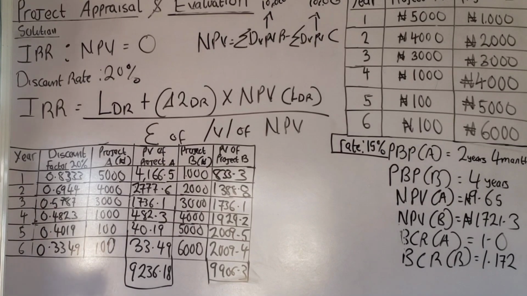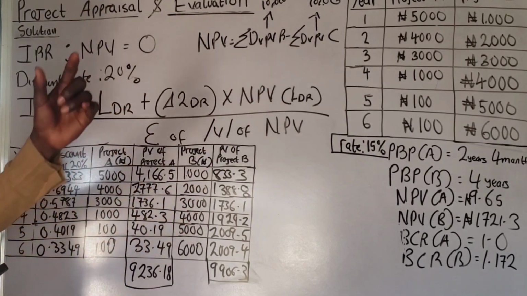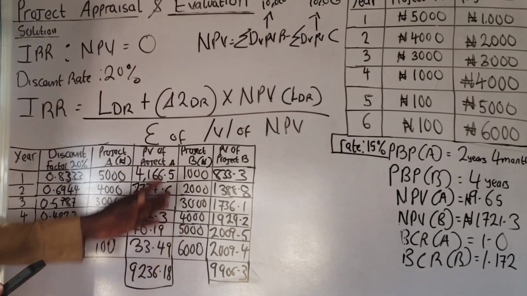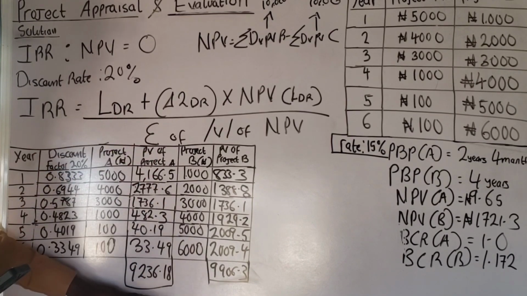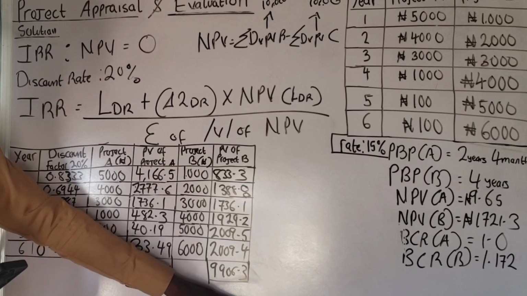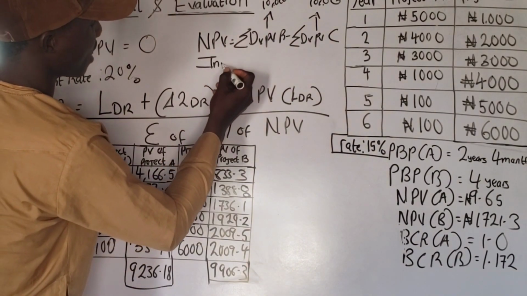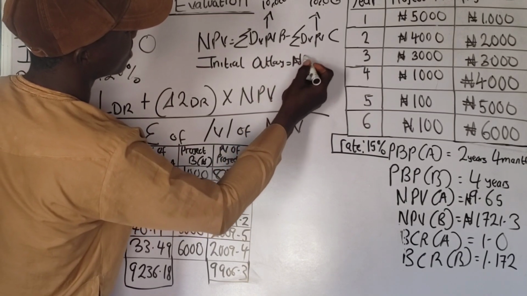Now, don't forget the goals. The goals is to determine the net present value. You understand? And the net present value is the product of the discount value and the present value of the income stream from each project. So having calculated the product of the present value and the discount value of the income stream of each project, this is it. For project A, it is this, and for project B, it is this. Now we are going to calculate the net present value. Don't forget that the initial outlay is what? 10,000 naira.